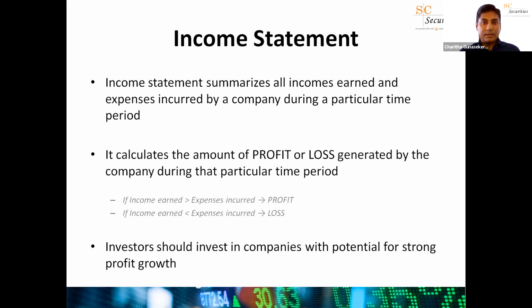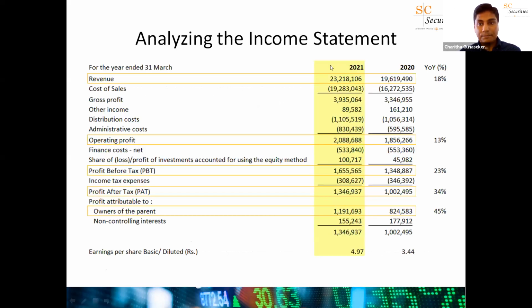Then we touched upon the format of the income statement, where we discussed how to analyze it, how to do a vertical analysis and how to do a horizontal analysis. Horizontal analysis is where you compare the current year performance with the previous year performance. For example, the revenue of this company has grown by 18%. That's what you call horizontal analysis. So you have to see whether the incomes have grown, how the expenses have behaved, whether the incomes have grown at a higher rate than the expenses, and how profitable the company is.